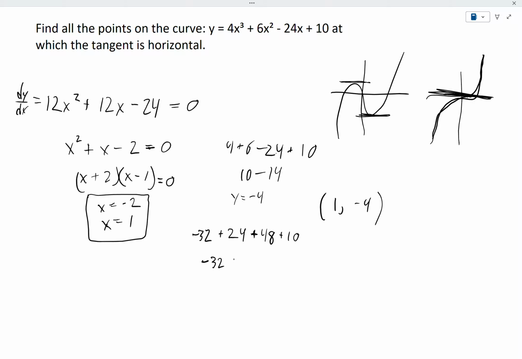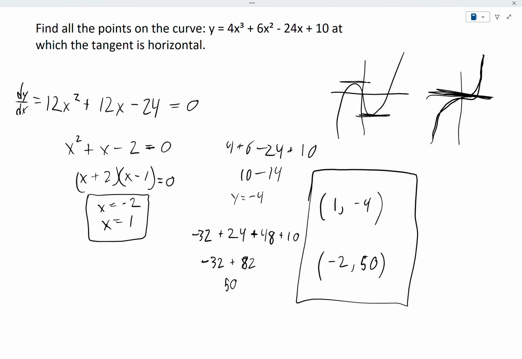negative 32 plus 82, and this is going to end up being 50. So our second point at which we have a horizontal tangent is at negative 2 comma 50.